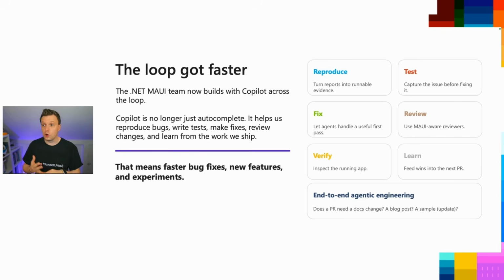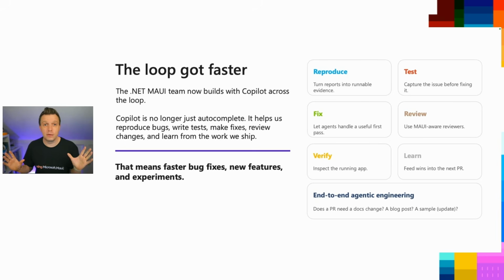Same with verification and learning. Whenever something good or bad happens to a PR, we can point a Copilot custom agent to it and say, what can we learn from this PR? What happened here? And then we can take that learning into the next PR and make sure that something doesn't happen again. So we have been fully end to end into agentic engineering, all the way from the things that are probably obvious: writing code, reviewing code, testing code.